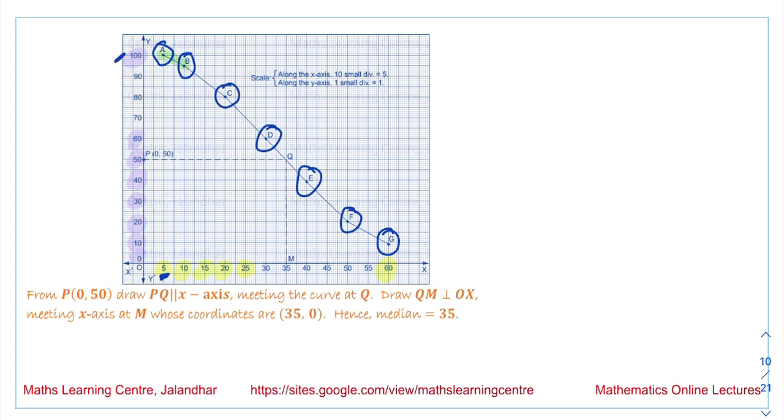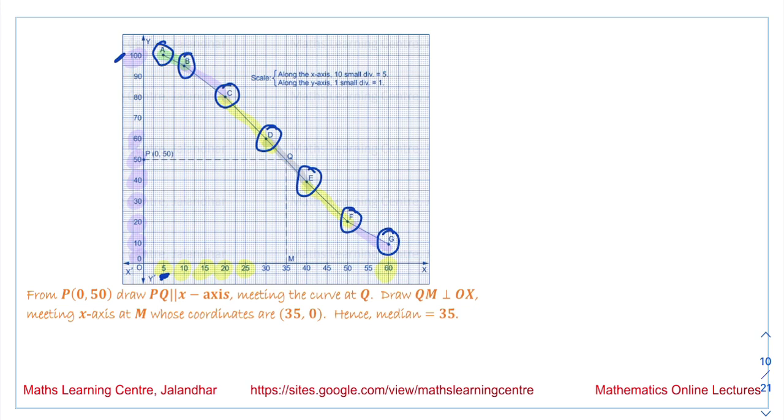Using freehand we have joined these 2 points, then B and C we have joined, C and D, then D and E, E and F, and F and G we have joined. So this is the greater than type or more than type ogive that we obtain. This curve is the cumulative frequency curve of more than type.